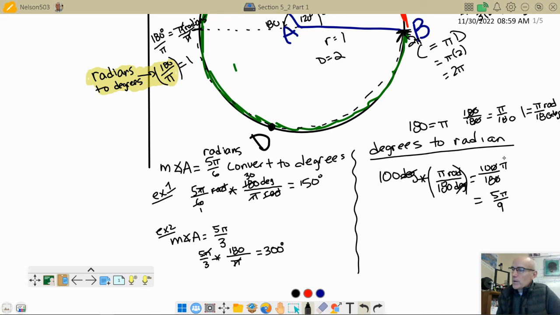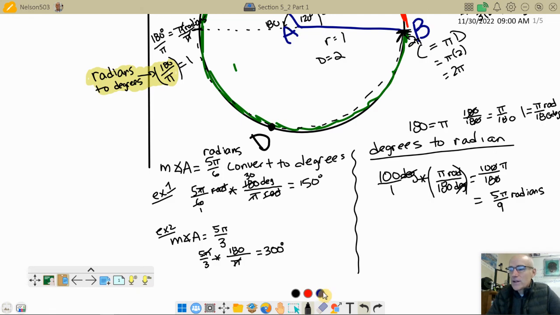I hope it's clear why pi is in the numerator. Well, we're multiplying pi times 100. It's like 100 over 1, and you take 1 times 180. That's how you multiply fractions. It's like the easiest thing to do with fractions: multiply numerator times numerator, denominator times denominator. So 5 pi ninths radians would be the measurement of that angle.